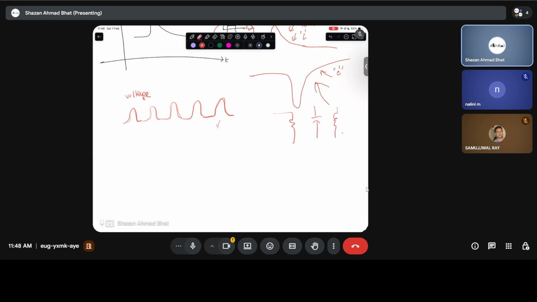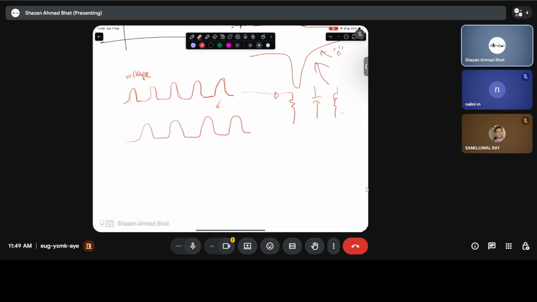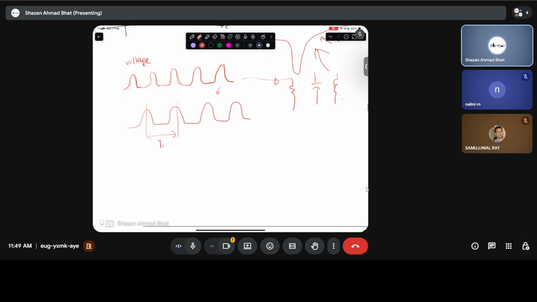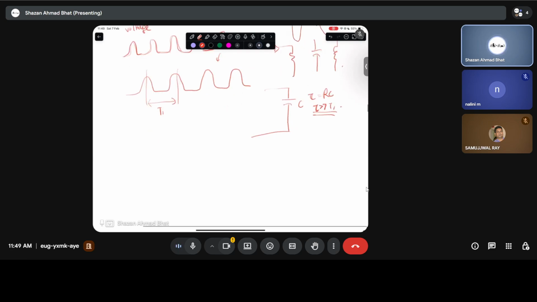If you give pulses to this particular circuit, let's for example assume a scenario where this is a pulse train given to a circuit, and this time is, let's say, T1, which is the time period of the pulses. And you have a capacitor at the load end with a time constant of, let's say, RC. And let's say this time constant is much greater than T1. This is greater than T1, which is the time period. What is exactly going to happen?